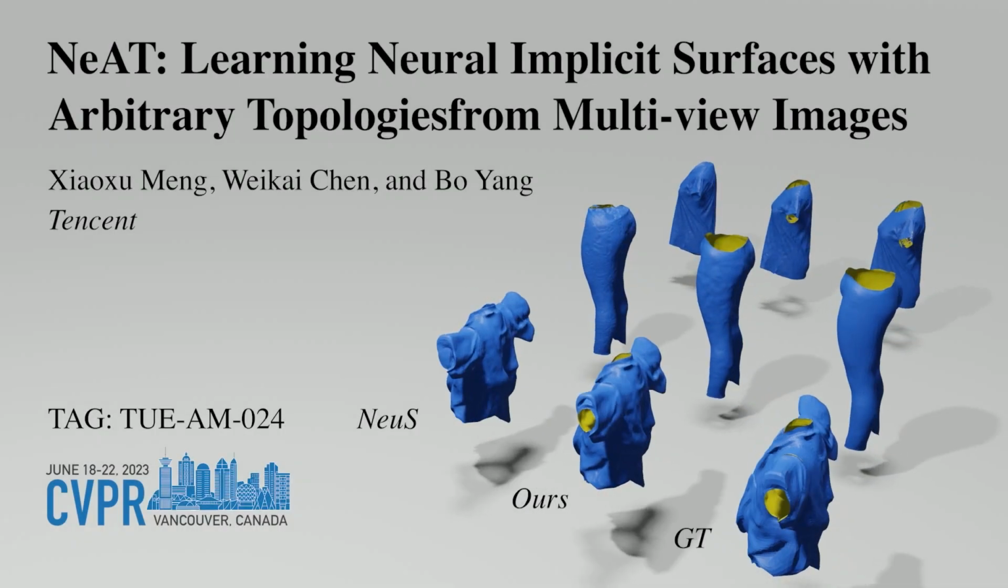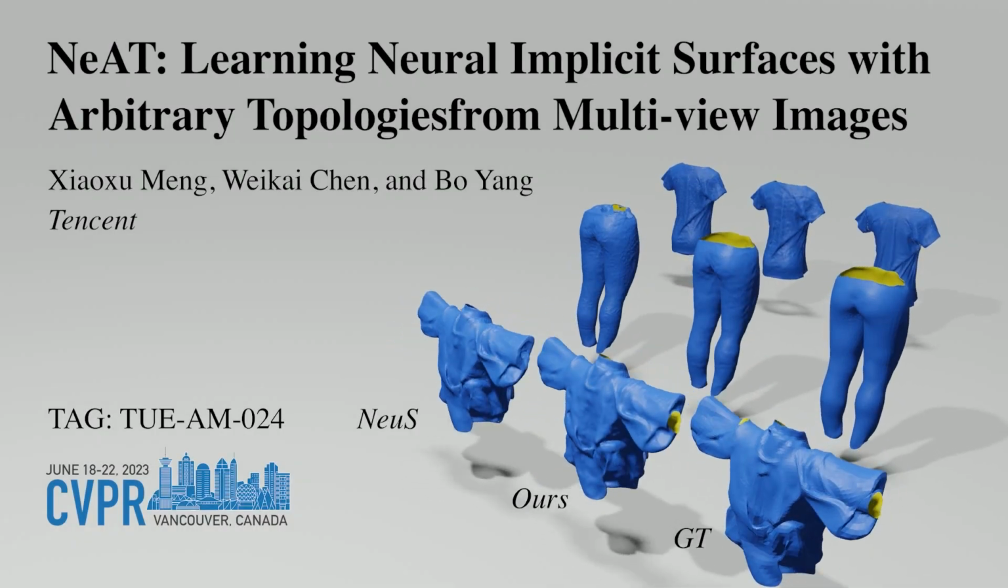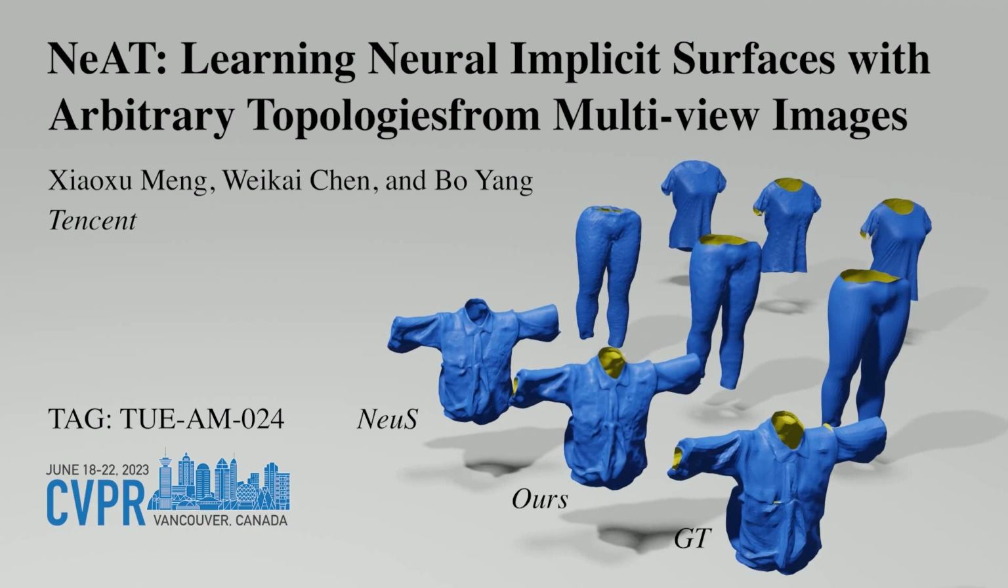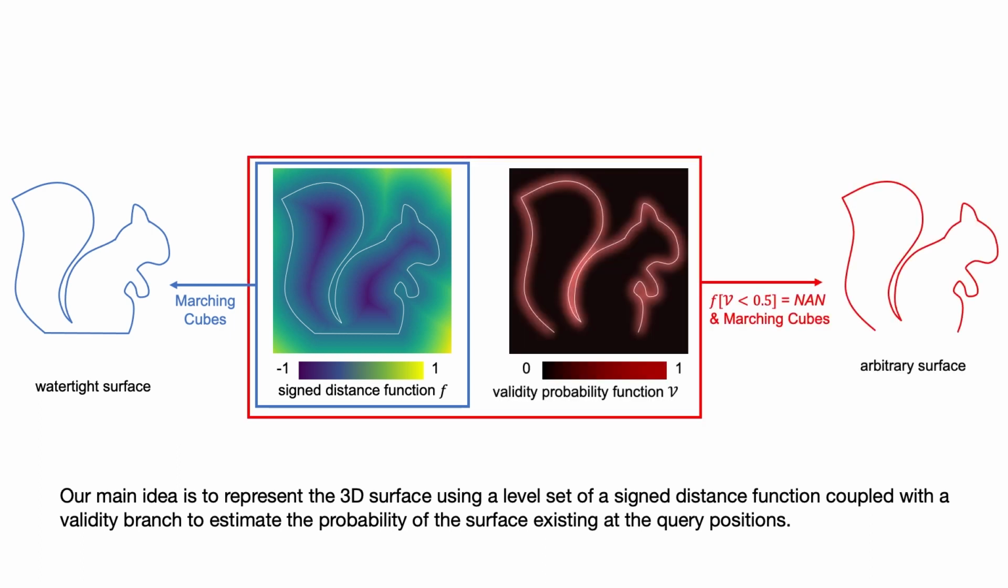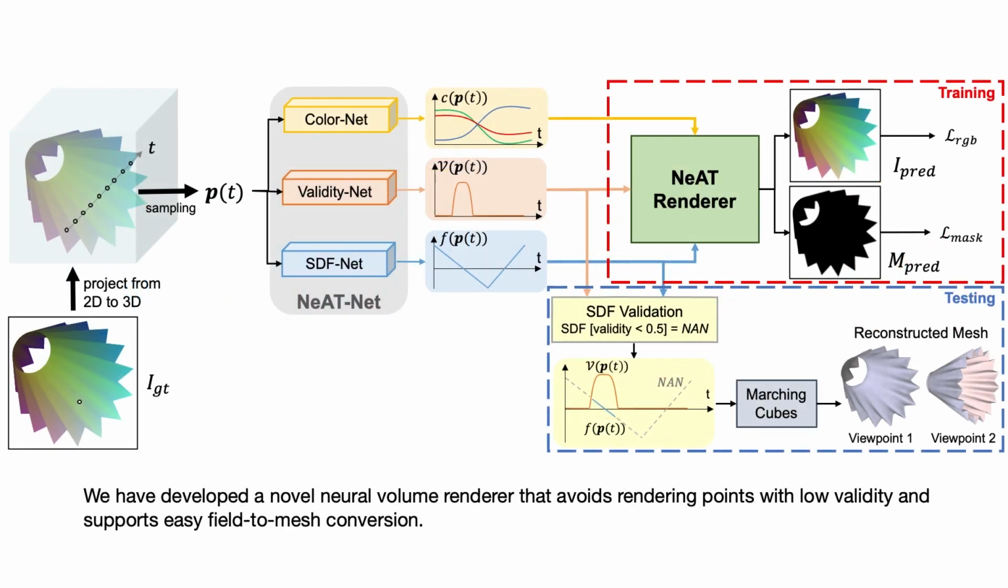In this paper, we present NeAT, a method for reconstructing arbitrary surfaces from multi-view images. Our main idea is to represent the 3D surface using a level set of a signed distance function, coupled with a validity branch to estimate the probability of the surface existing at the query positions. We have developed a novel neural volume renderer that avoids rendering points with low validity and supports easy field-to-mesh conversion.